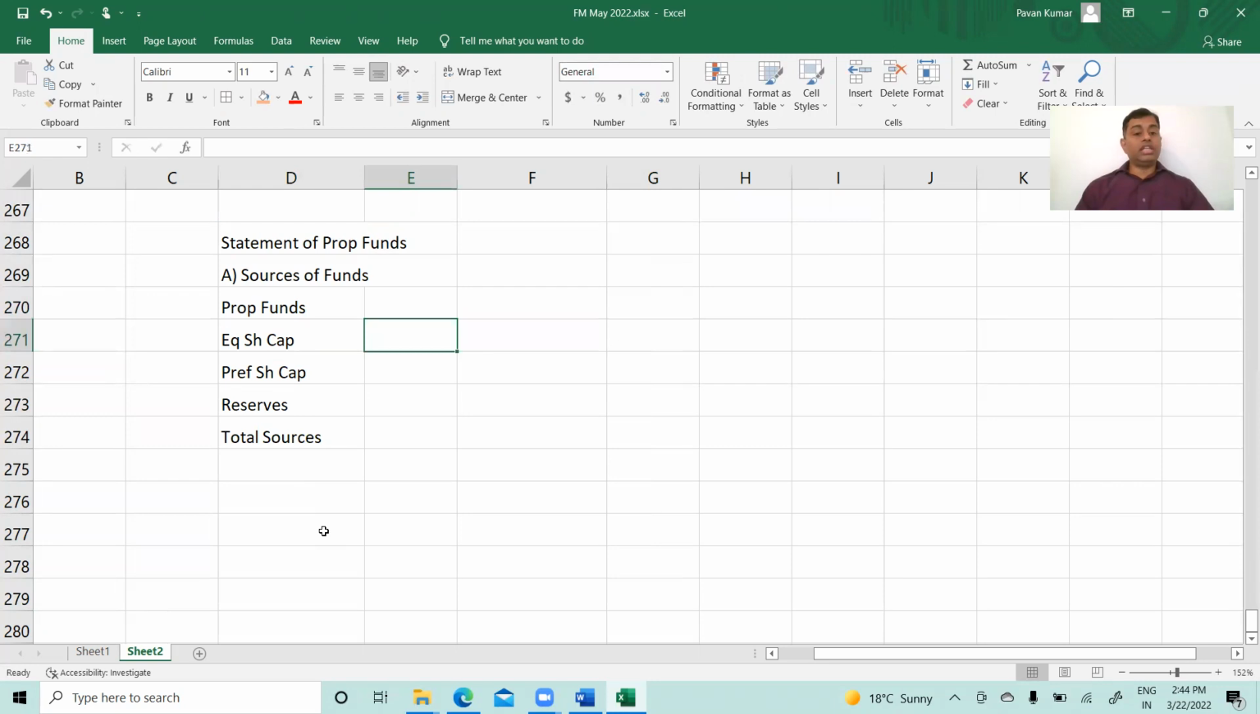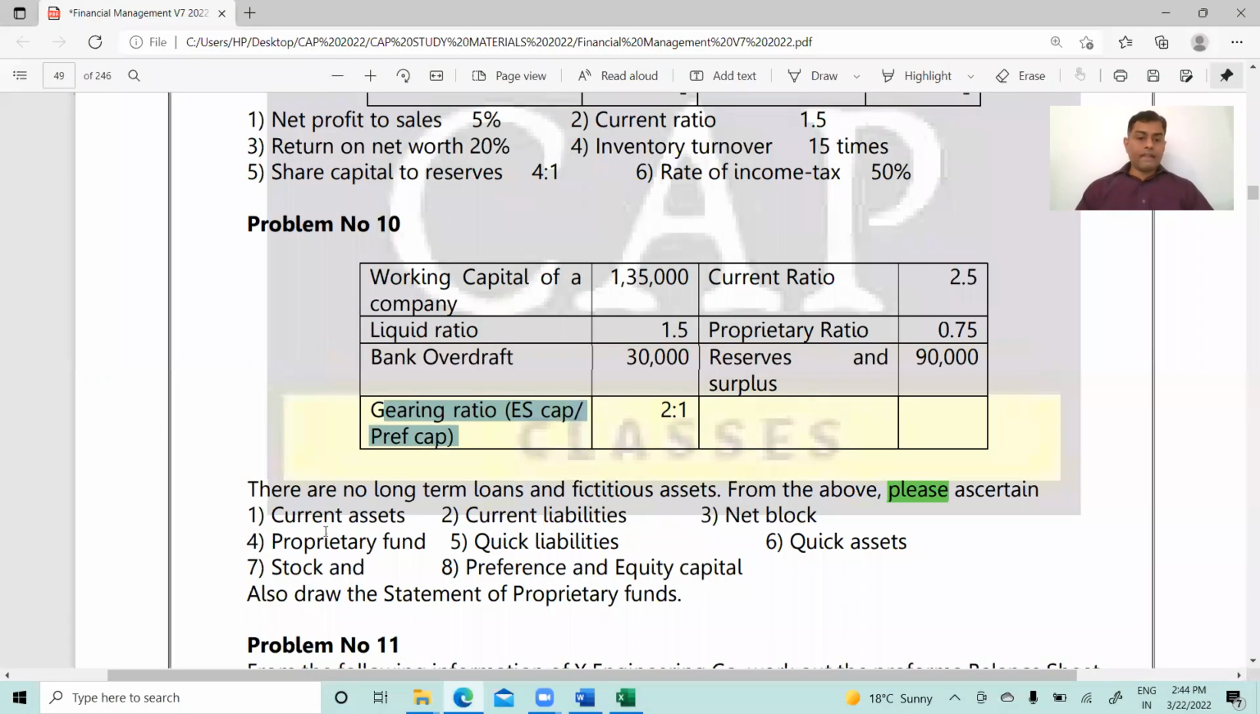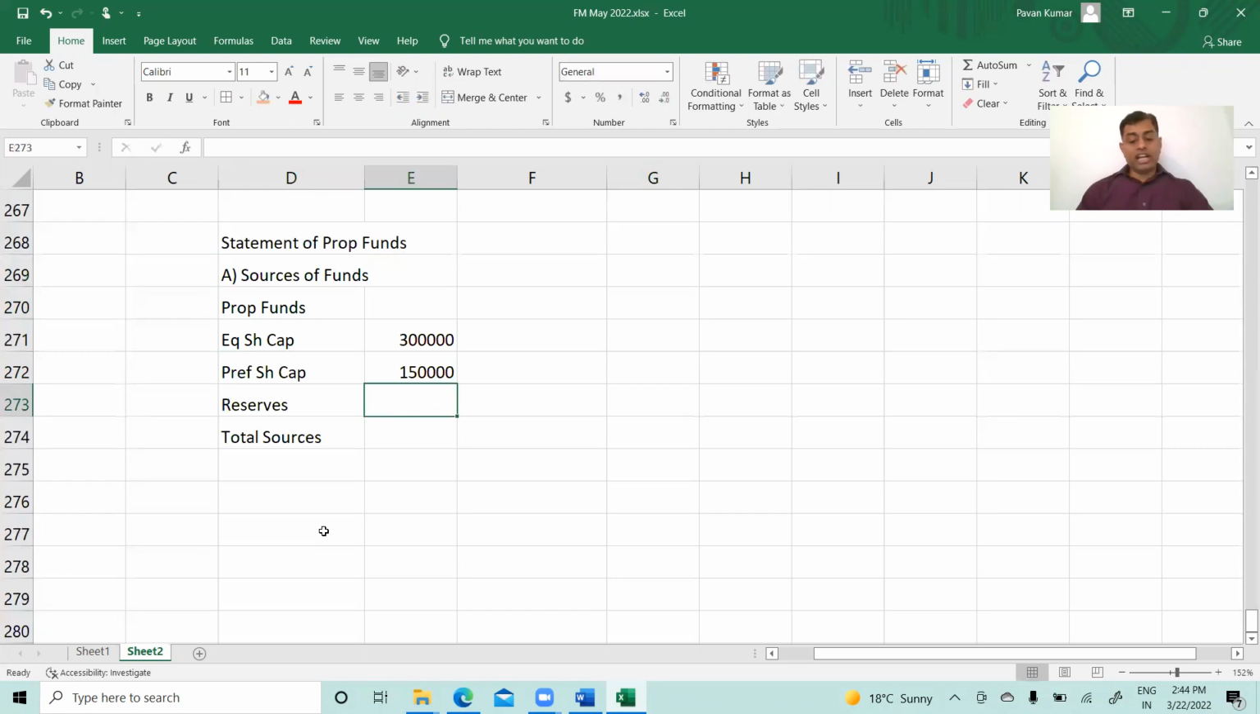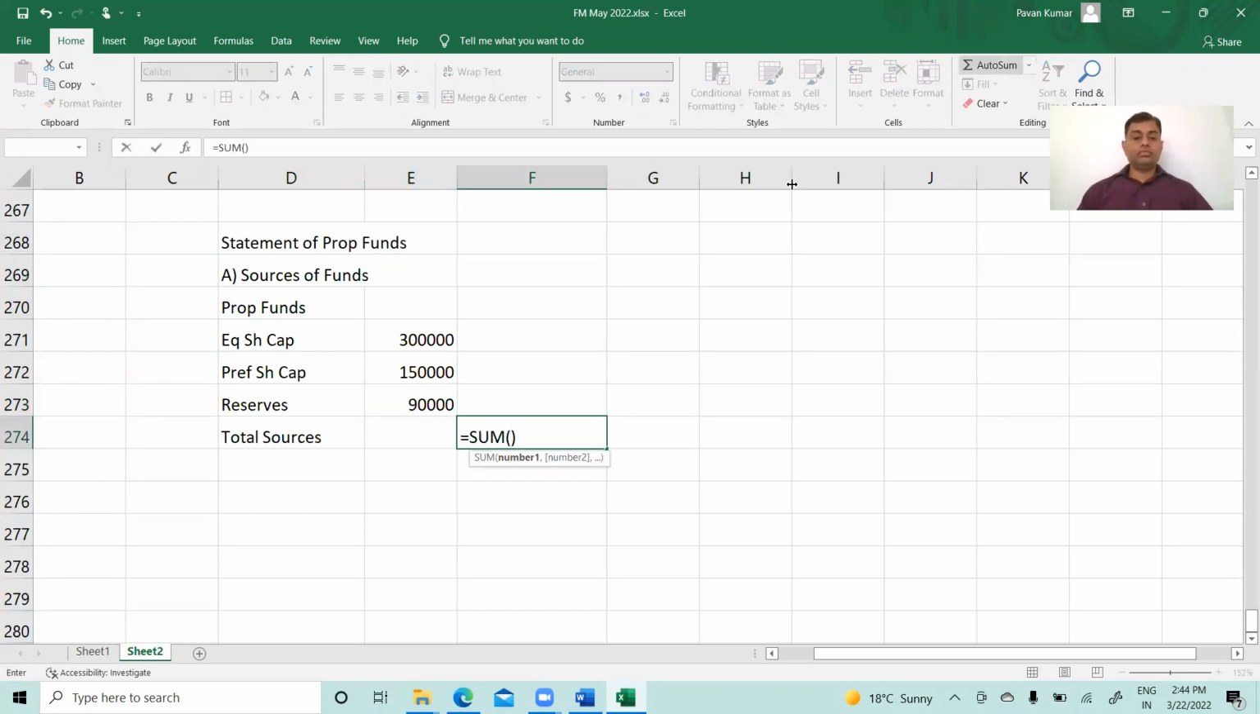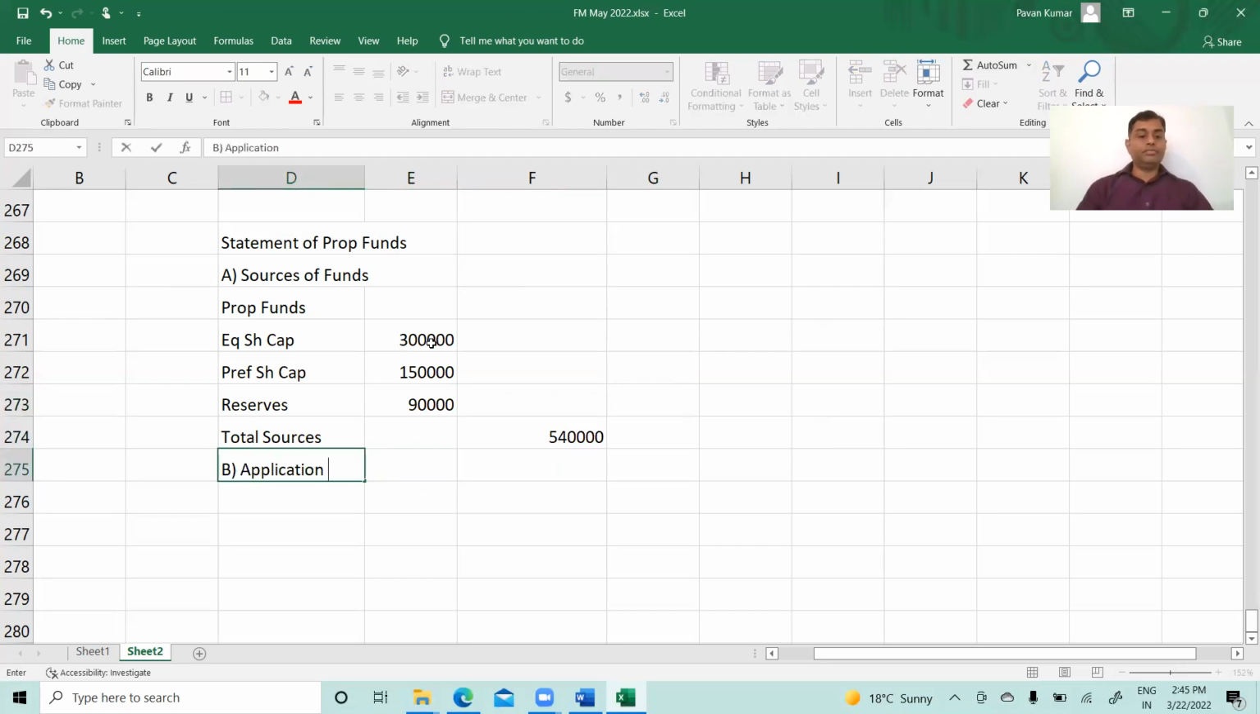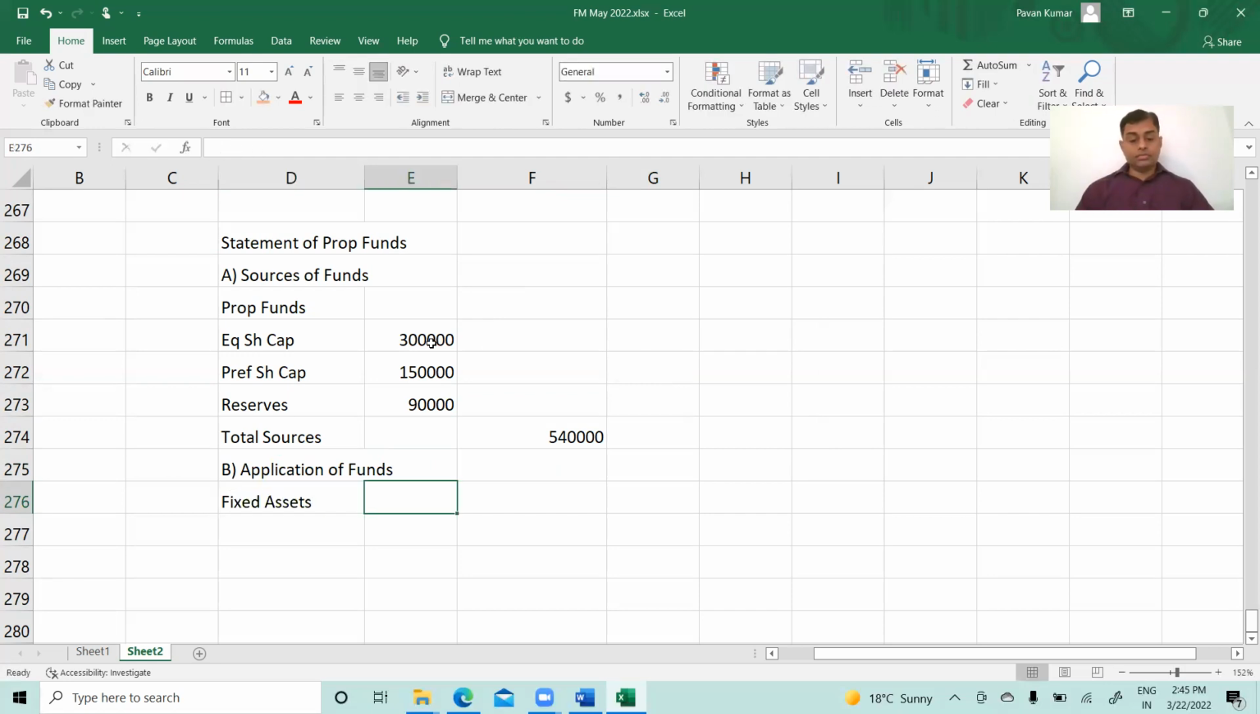Guys, tell me this equity share capital, how much more? 3 lakh. Preference? 1,50,000. Reserves 90,000. Total sources? 3 lakh, 1,50,000, 90,000: 5,40,000. Okay, then B, applications. Application of funds. In that, fixed assets: 4,05,000.